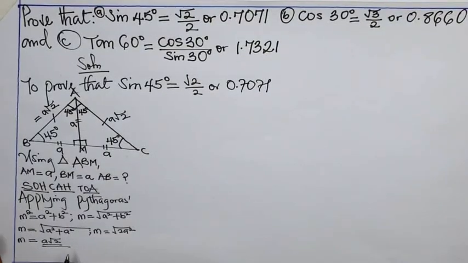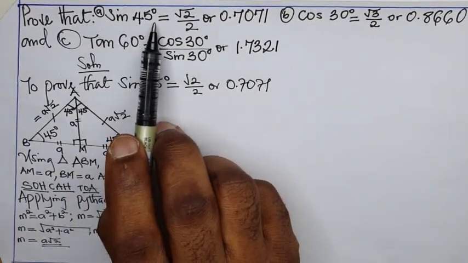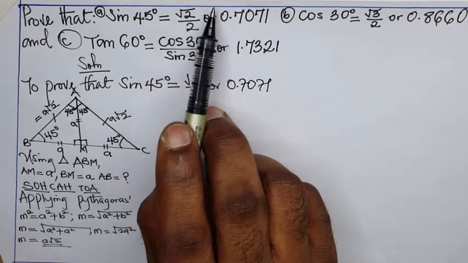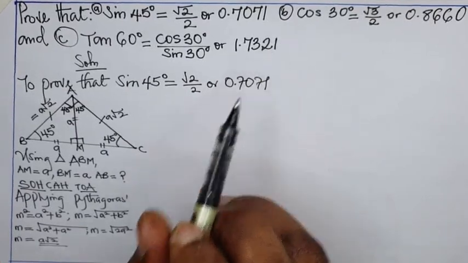Now, since we have reached this level, remember our focus is to prove that sine 45 is equal to root 2 over 2, or 0.7071. Now let's prove it.